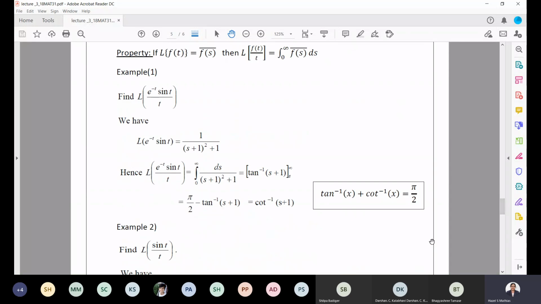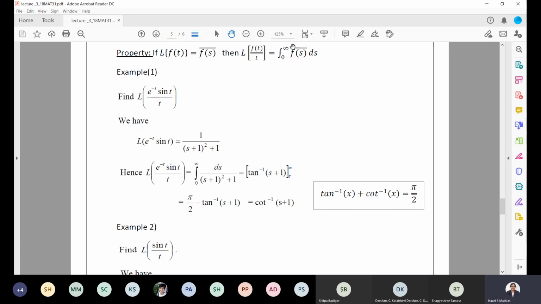So we have discussed till now the main properties. The first one is the Laplace transform of e power at into f of t, and how to find the Laplace transform in that case. The second one is the Laplace transform of t power n into f of t. Here we will be discussing the transform of the form f of t by t. The Laplace transform of f of t divided by t is given in terms of a definite integral, where the integral varies from 0 to infinity of f bar of s ds.